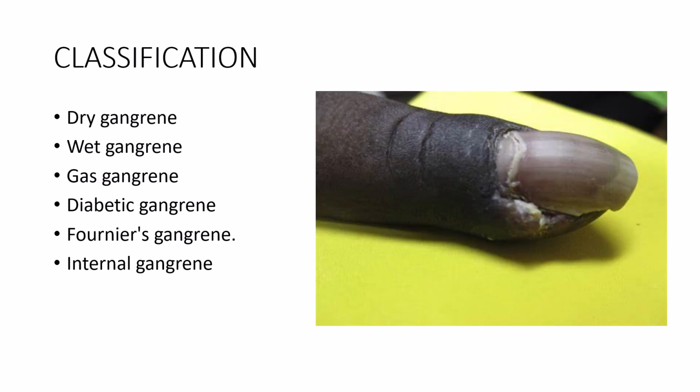So the classification is basically that gangrene is divided into dry gangrene and wet gangrene, as well as traumatic, in which wet gangrene is divided further into gas gangrene, diabetic gangrene, Fournier gangrene, and internal gangrene.